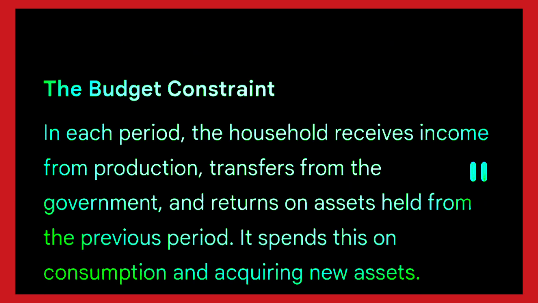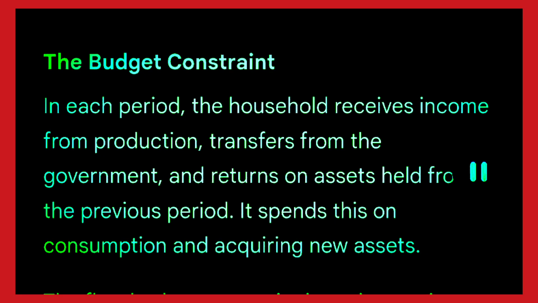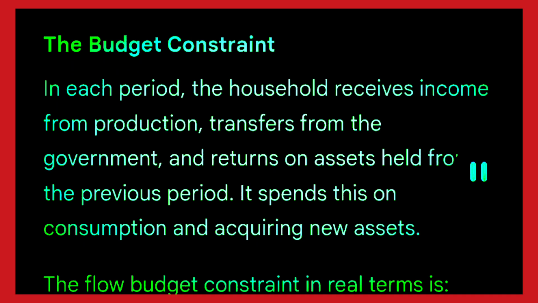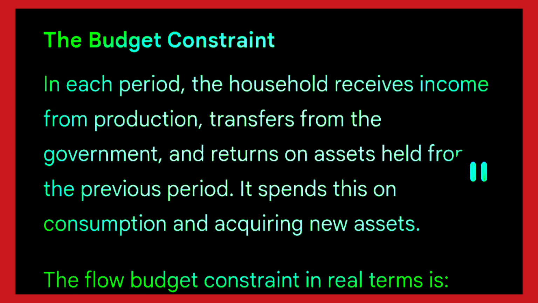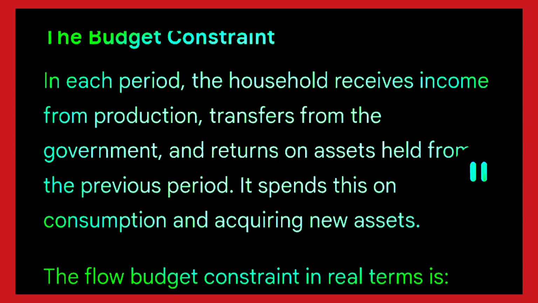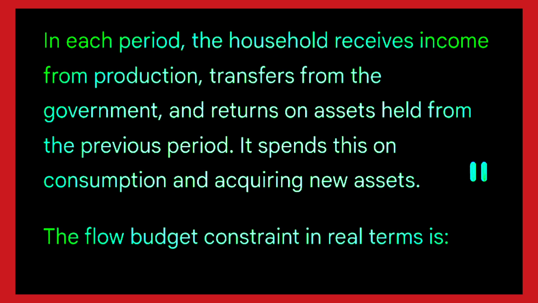The budget constraint. In each period, the household receives income from production, transfers from the government, and returns on assets held from the previous period. It spends this on consumption and acquiring new assets. The flow budget constraint in real terms is: explanation of terms, K_{t+1}, capital for the next period.